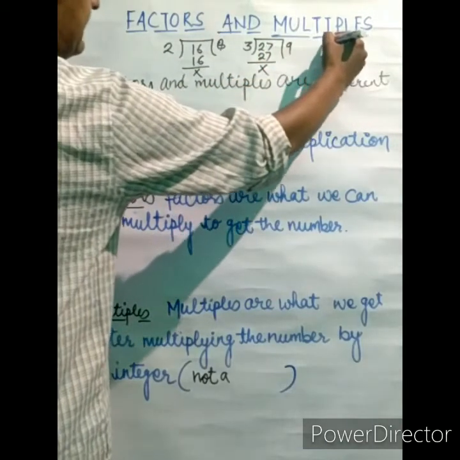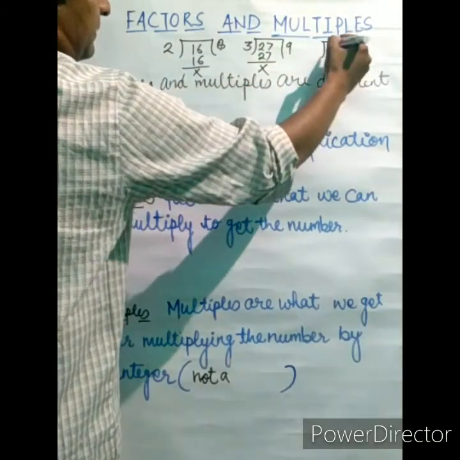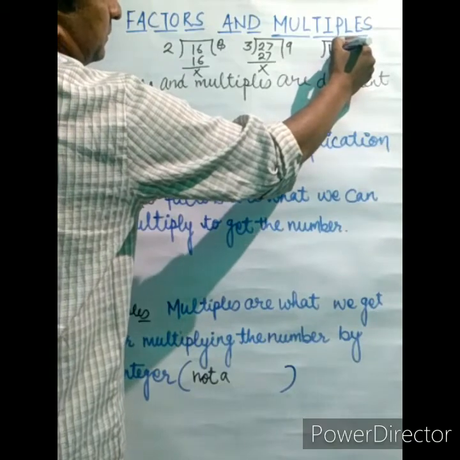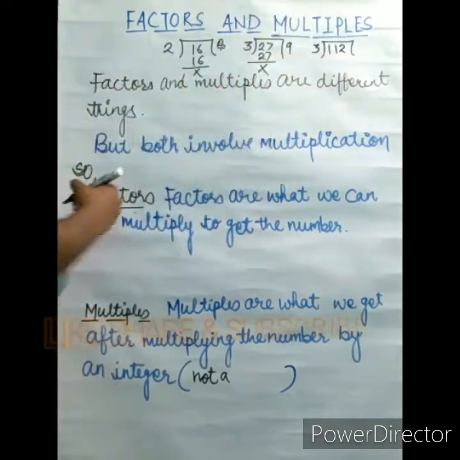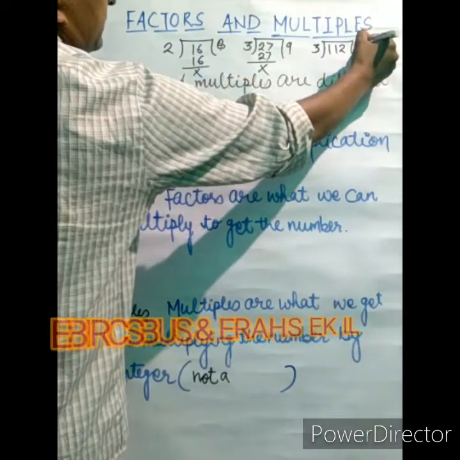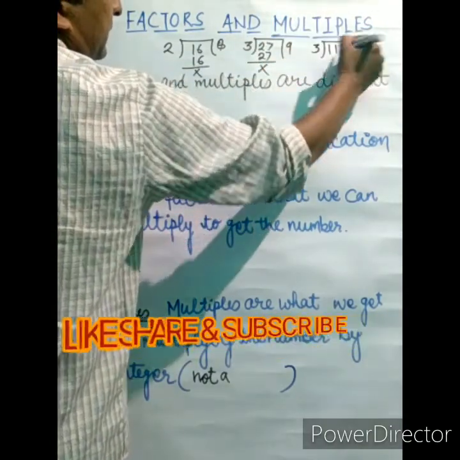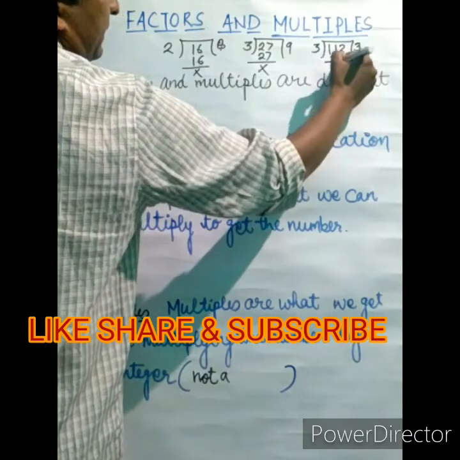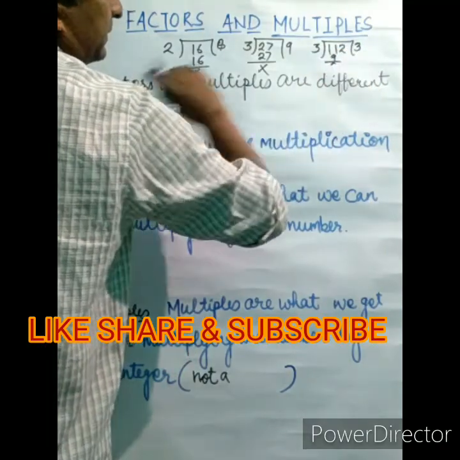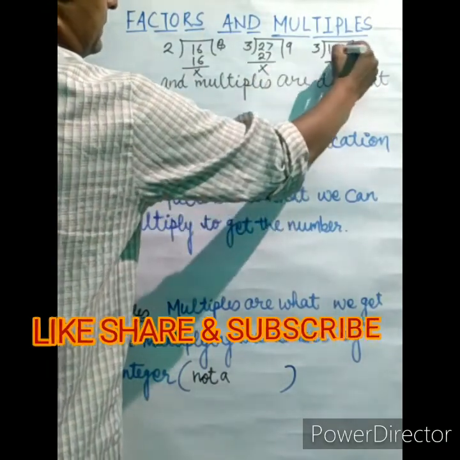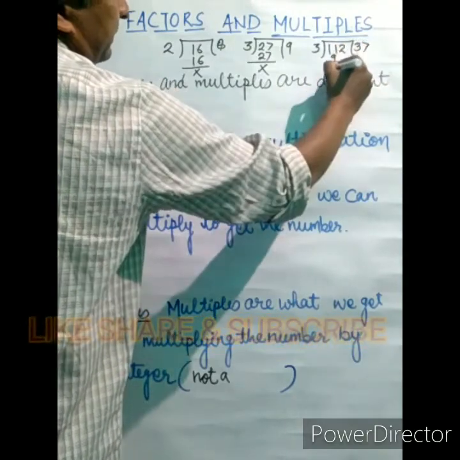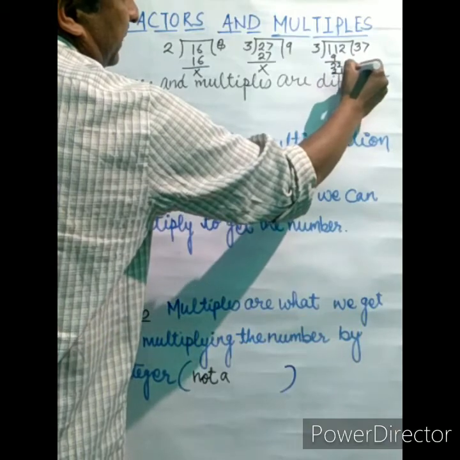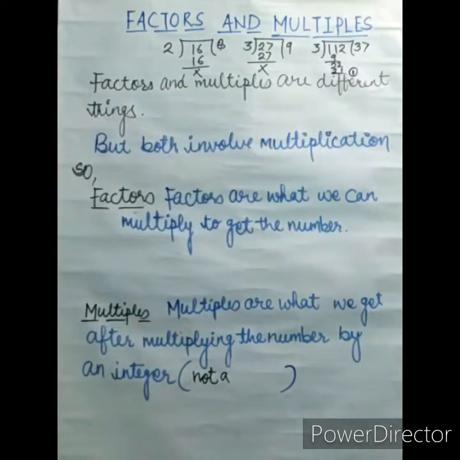One more example we can take, 112. Here 3 divides this, 3 times 3 is 9, and a remainder is left here. We can take 3 times 3 is 9, then 3 times 7 is 21, but the remainder comes 1. So you can see I have given 3 cases here.